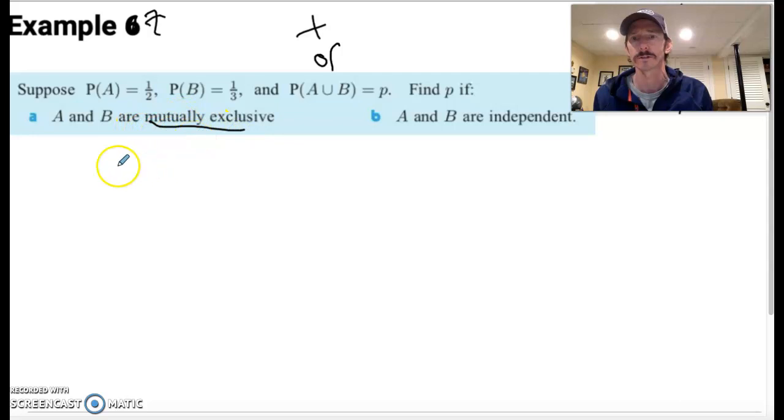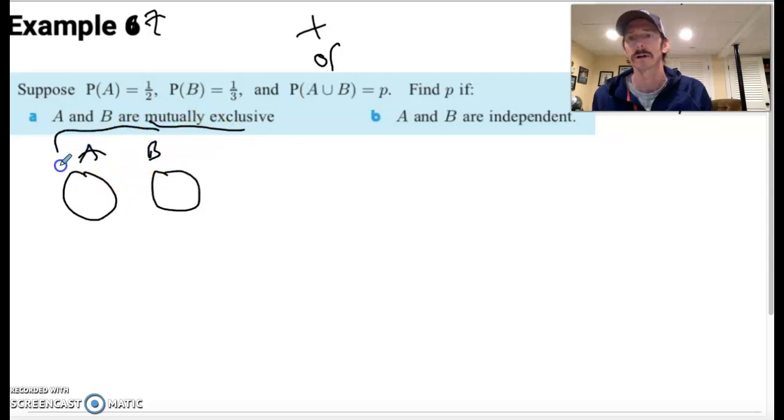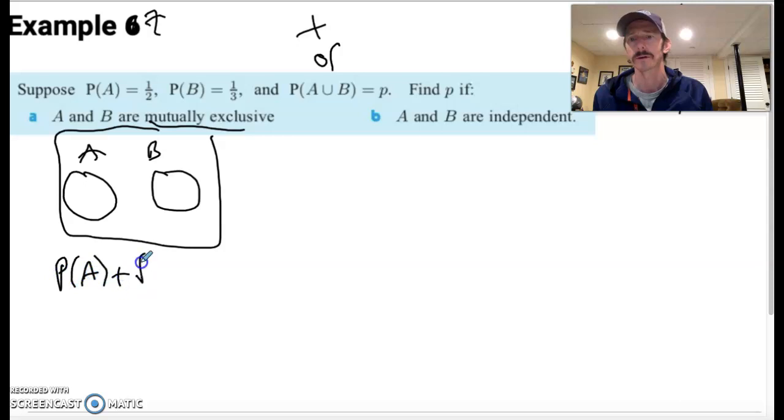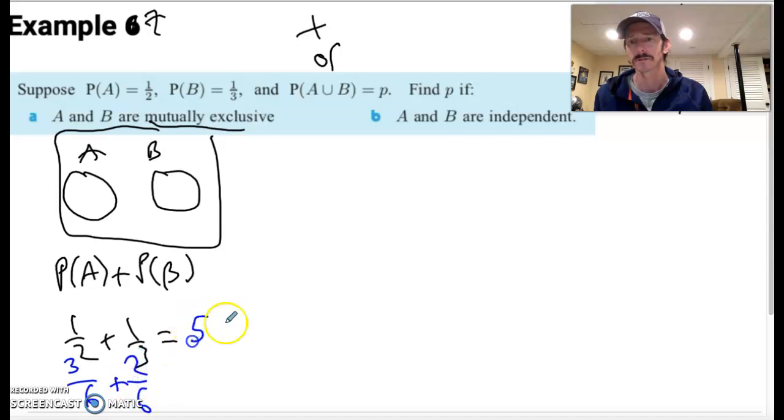So I'm supposed to find this if the two events are mutually exclusive. Well, if they're mutually exclusive, then there's A and there's B, and there's no overlap. So if I want to find this, I can just take the probability of A plus the probability of B, which is a half plus a third. If I add those up, I'll get my answer for part A. I would have to get a common denominator, which would be 6. So this is 3/6 plus 2/6, so this answer would be 5/6. So A or B, if they're mutually exclusive, would be 5/6.